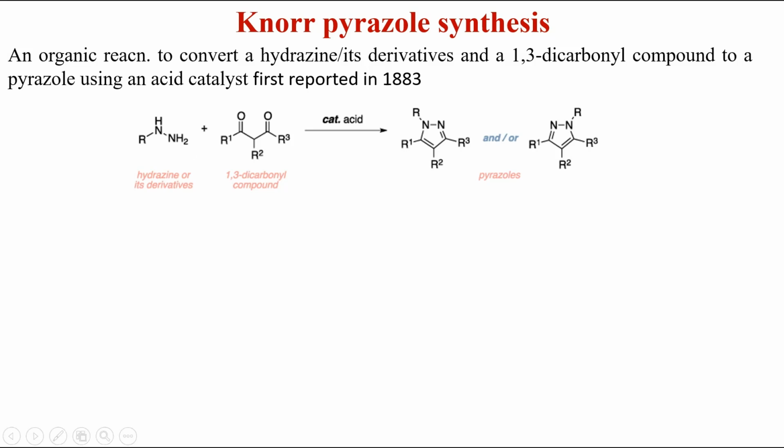Here, the hydrazine or its derivative, NHNH2, reacts with a 1,3-dicarbonyl compound in the presence of acid as catalyst to give two types of pyrazoles. Let us look at the reaction mechanism, how the reaction occurs.